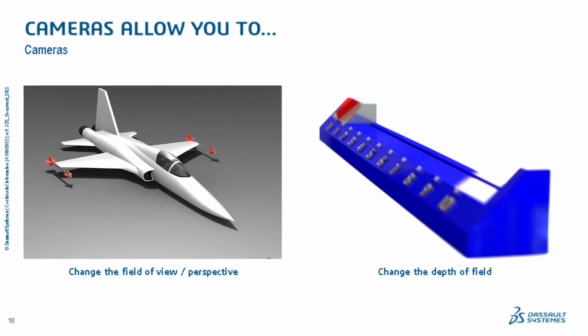If you're using PhotoView 360, cameras allow you to change the depth of field. And so in this example, the number 5 is in full focus, but as you go from 5 down to 1 or from 5 up to 10, you can see that they become more and more blurry. And that allows you to really focus in on a particular part of the model. And that's our depth of field control.